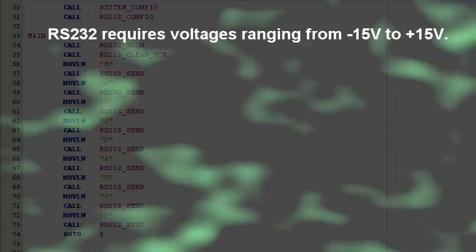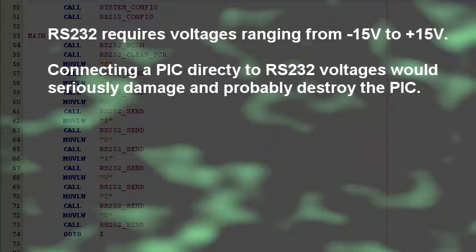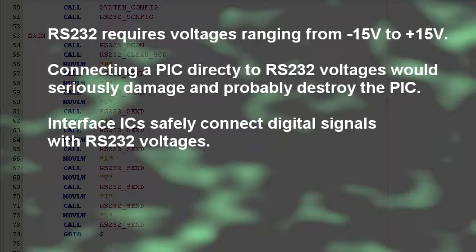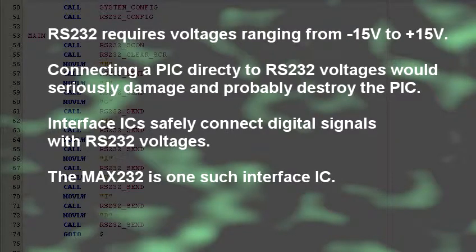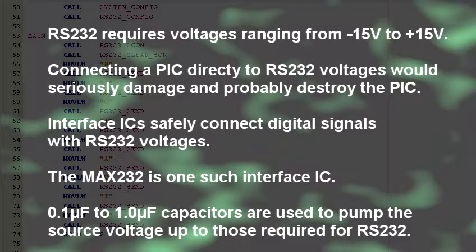Since RS232 communication requires voltages ranging from minus 15 volts to plus 15 volts, you can't connect a PIC microcontroller directly to the RS232 port on a computer. We need an interface chip to convert the digital signal from the microcontroller to compatible voltages for RS232, such as the MAX232. Just about every RS232 interface IC is going to require a number of capacitors, which are used to pump the voltage up to those required for RS232 communication.